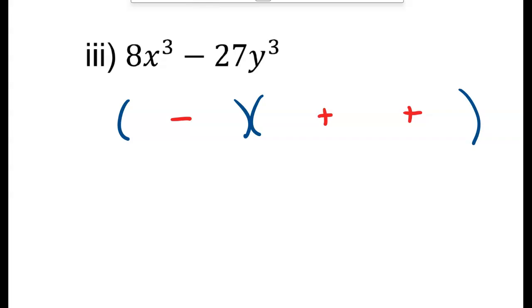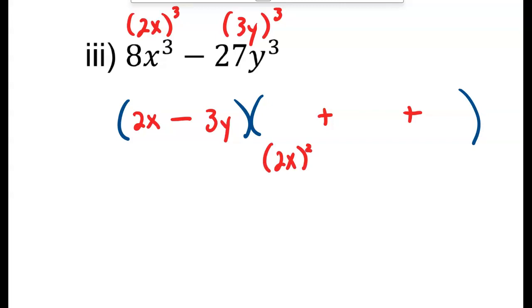All right, so basically, are we putting in a 2x right here? All right, because this is really a 2x being what? Cubed, okay? Minus what? Do you agree with me that's really a 3y being cubed? So we got 3y. Okay, now here's my question. What do I put in for the first one? Because what are we doing?